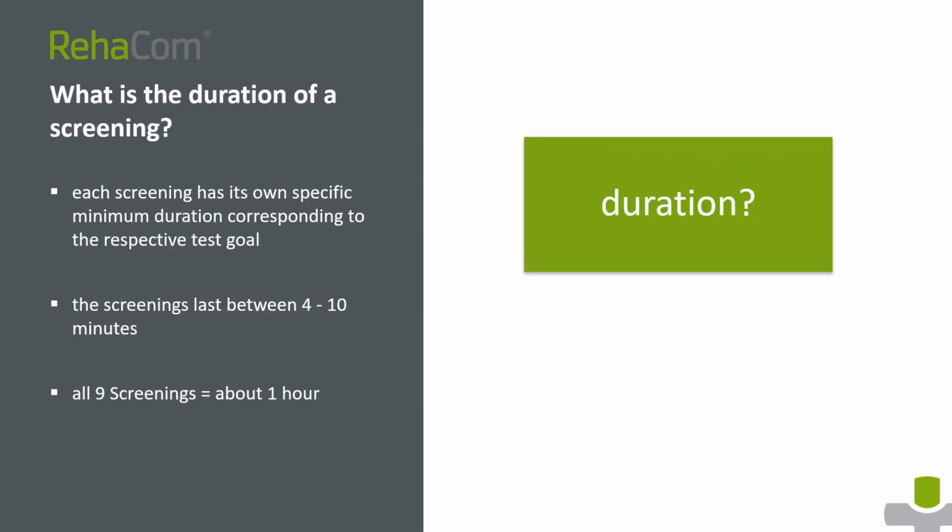You are probably wondering how long the screenings are. Each screening has its own specific minimum duration corresponding to the respective test goal. The screenings last between 4 to 10 minutes, one is up to 15 minutes. 2 screening lengths are adaptive, depending on the patient's performance during the screening. The maximum total length of all screenings is about 1 hour.